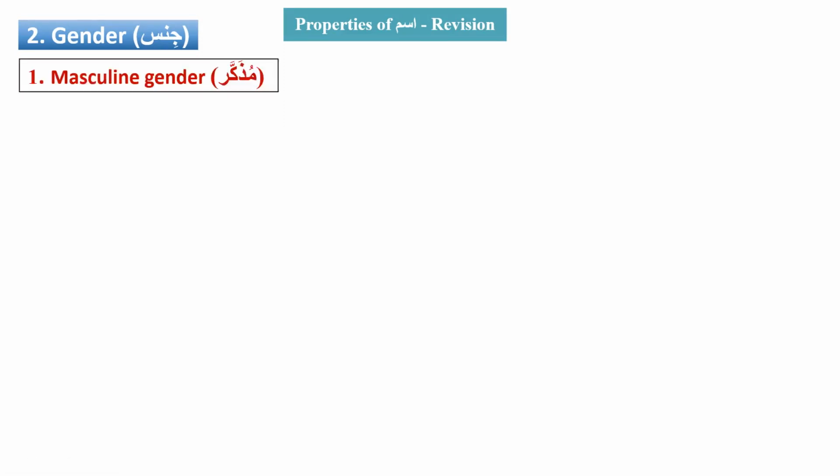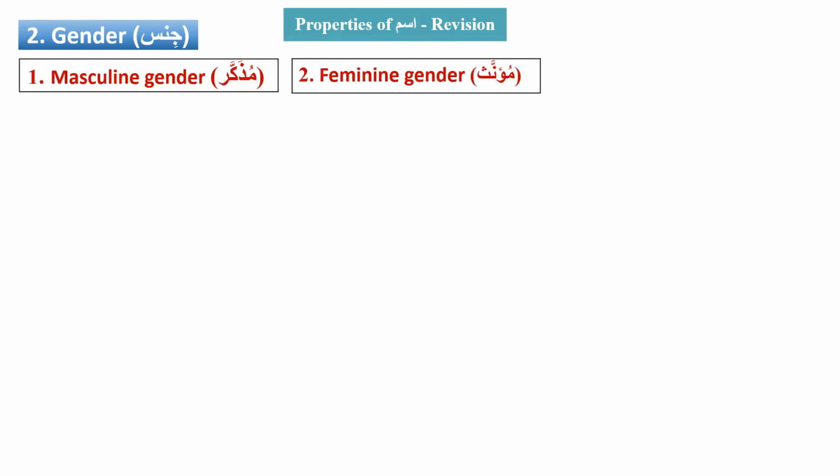Okay, Ali. How many types of gender there are in Arabic language? How many? Two. What are they? Masculine and feminine. Very good. There are two genders only, masculine and feminine.